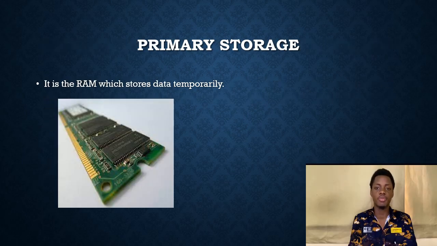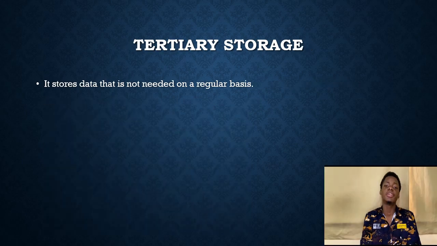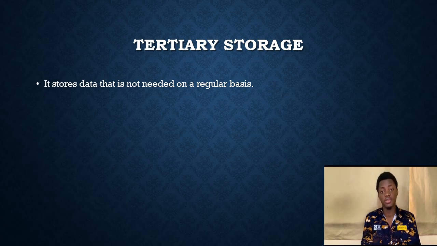So what is the primary storage memory? The primary storage memory is the RAM of the computer, that is the random access memory that helps store information temporarily to be used by the user in the short term. We have the secondary storage memory, which is the permanent storage memory of the computer that stores information for a longer period of time permanently. And then finally, the tertiary storage memory that archives data that the user will not need on a regular basis.